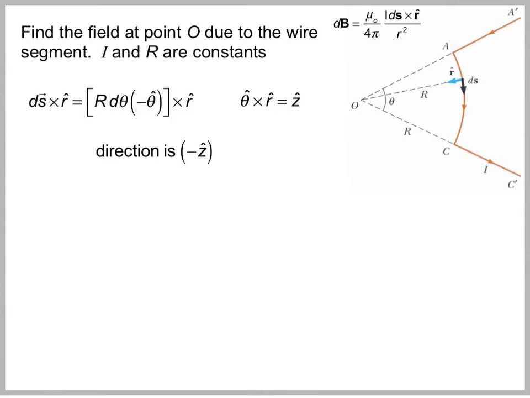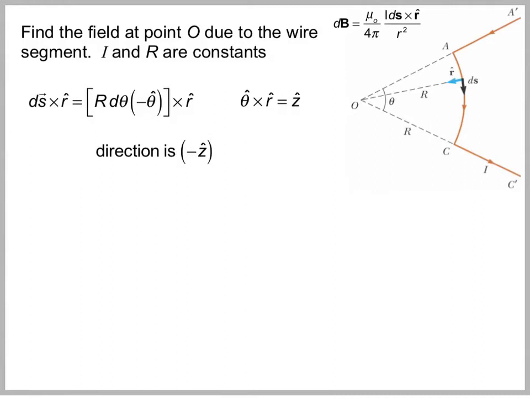So dB is equal to mu naught I over 4 pi, ds cross r hat over r squared, again. Well, first, if we look at the segments coming in radially, we notice that ds and r are parallel to each other, so the cross product gives 0. So from A prime to A and C to C prime, I'm going to get no contribution to the magnetic field at O. So the only part is the curved line segment.